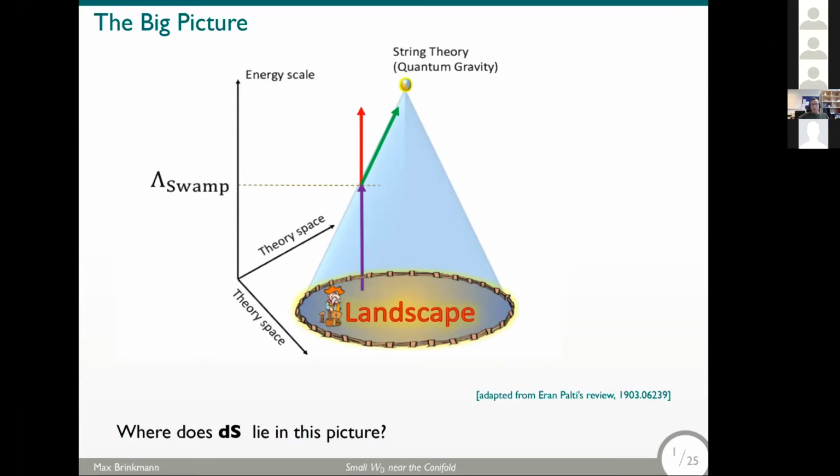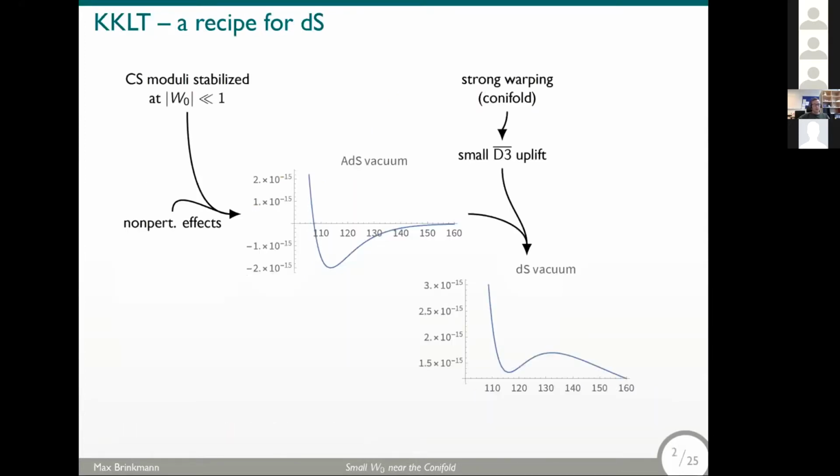Instead of looking at the big picture here, I want to be a little more conservative and look at the little picture, and first ask, where does KKLT lie in this picture? So KKLT is, at its base, a recipe for de Sitter. A recipe that, when it was written down, was never actually cooked.